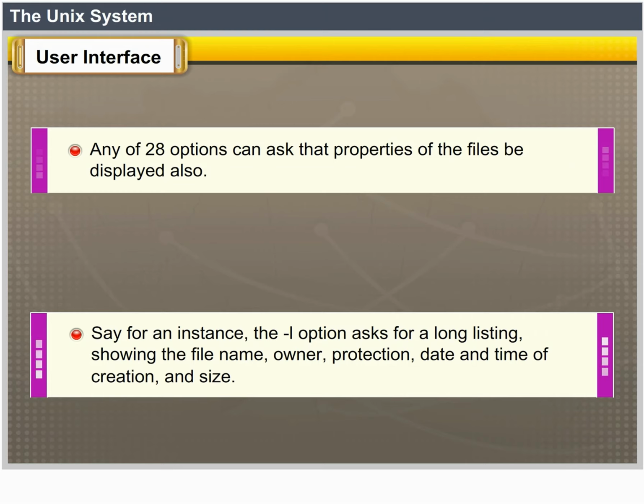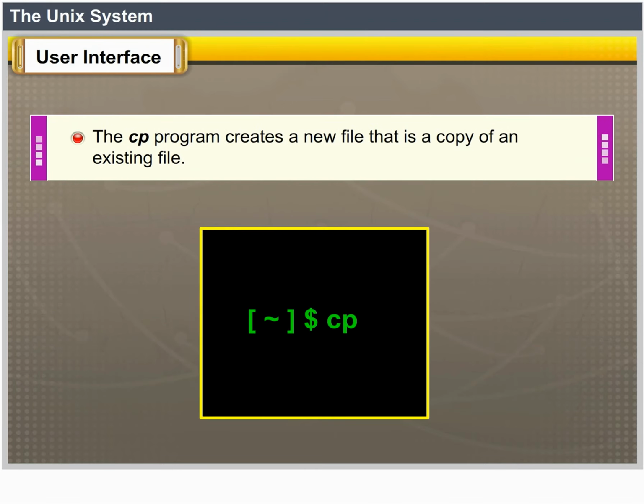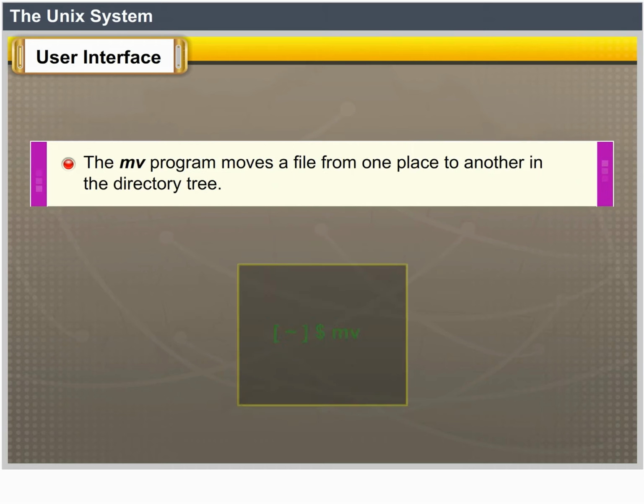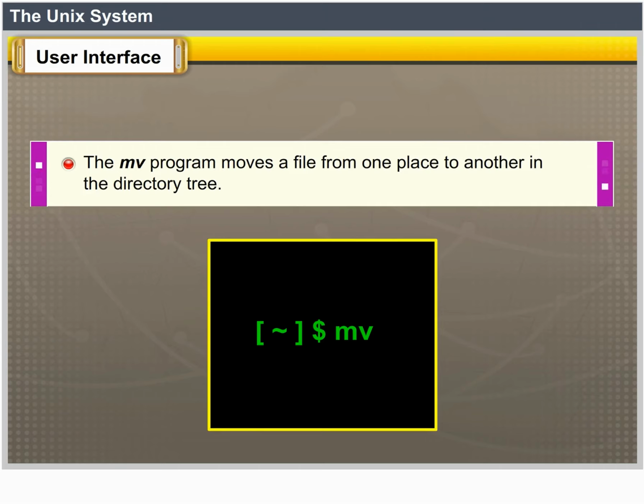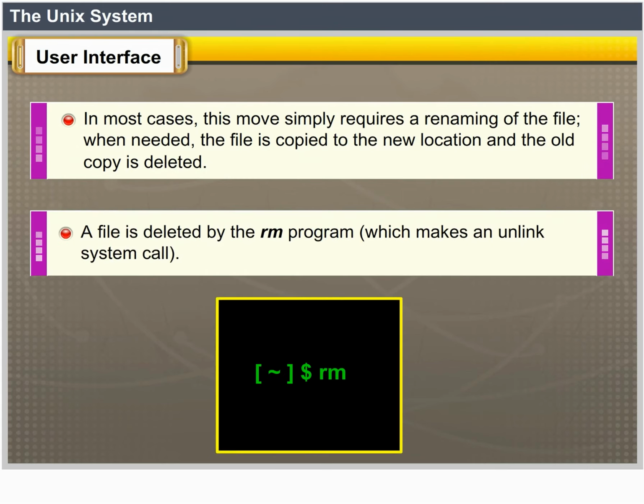The CP program creates a new file that is a copy of an existing file. The MV program moves a file from one place to another in the directory tree. In most cases, this move simply requires a renaming of the file. If necessary, however, the file is copied to the new location and the old copy is deleted. A file is deleted by the RM program, which makes an unlink system call.